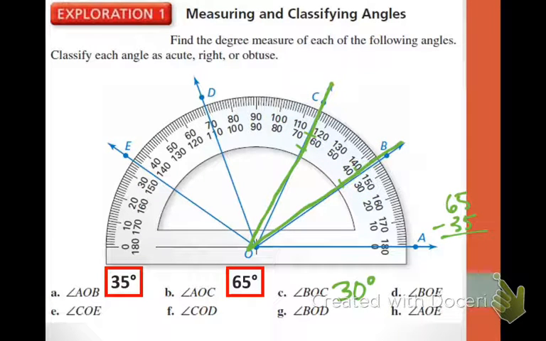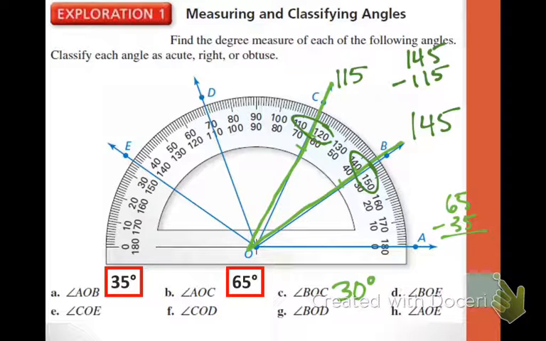So I'm going to pause, look up here. If we had used the top row, what number would C be at? 115. What number would B be at? 145. If you still subtracted them, what's 145 minus 115? Still 30. So you still get the same answer if you use a different row. Okay, but you have to use the same row in the angle.